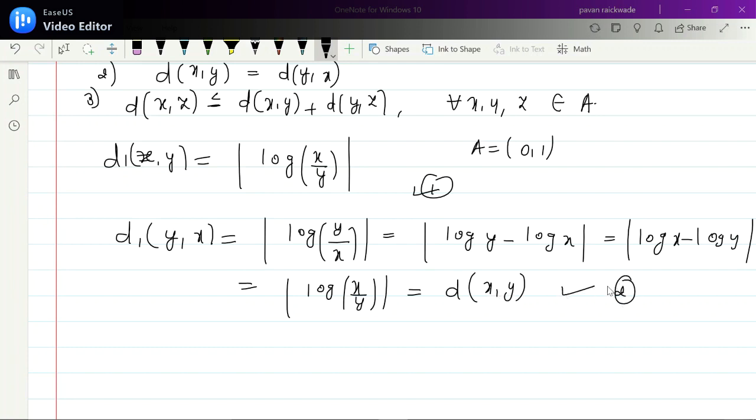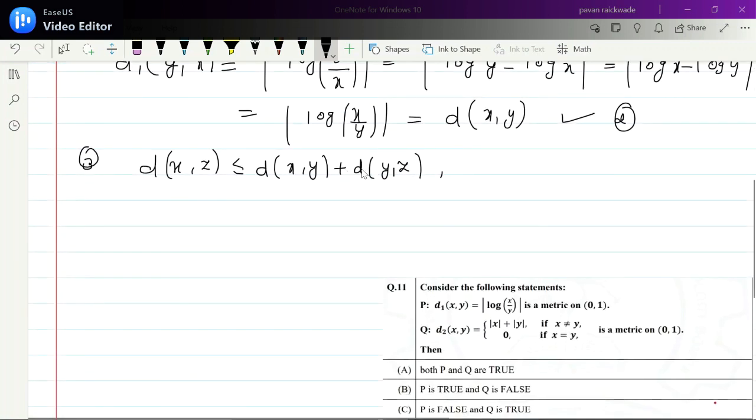Let's check the third property. The main property is the triangle inequality, which is the third property in any metric. The first and second properties are mostly certain. So what we have to prove is that the distance between x, z is less than or equal to the distance between x, y plus the distance between y, z for any arbitrary x, y, z. This is what we have to prove. So let's think, how can we do this?